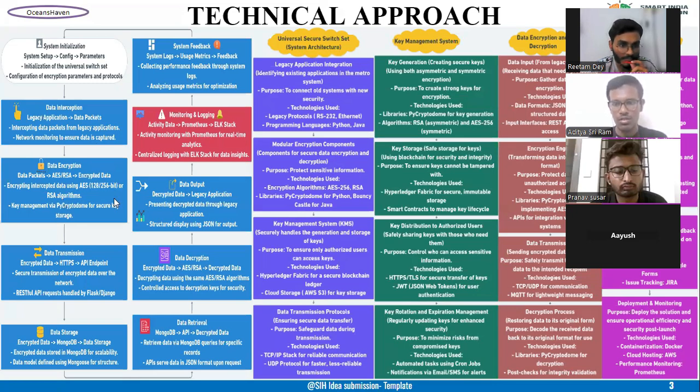128 or 256 bit or RSA algorithms, with key management via PyCryptodome for secure key storage. Then data transmission: first encrypted data, then HTTPS, then API endpoint, secure transmission of encrypted data over the network, with RESTful API requests handled by Flask or Django.